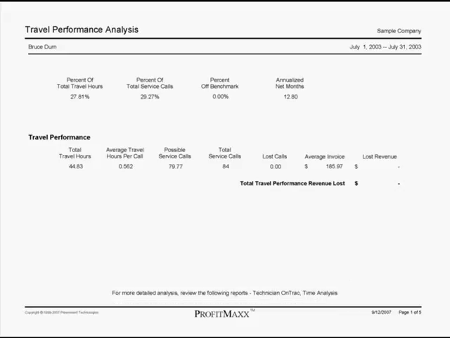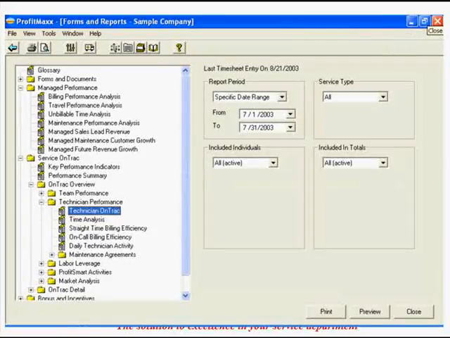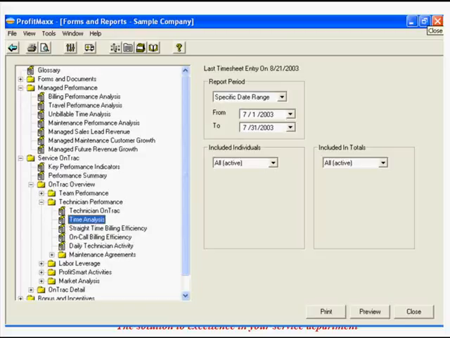The Technician On Track report can be found by clicking on the Forms and Reports icon on the toolbar within ProfitMaxx. Then on Service On Track, then On Track Overview, then Technician Performance, and finally the Technician On Track report. The Time Analysis report is in the same folder. If you're not already there, it can be found by clicking on the Forms and Reports icon on the toolbar, then Service On Track, then On Track Overview, then Technician Performance, and finally on the Time Analysis report.